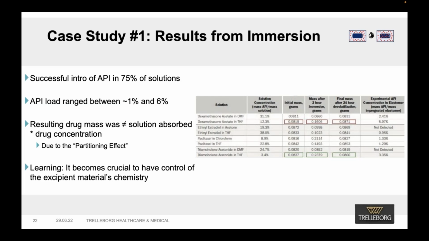So our team came to refer to this as a bit of a partitioning effect, which is something that will have to be accounted for as you look at some of these systems. And it also does help to have a really close relationship with the excipient material provider, to try and modify some of the chemistry of those materials to really drive towards positive results in this process.